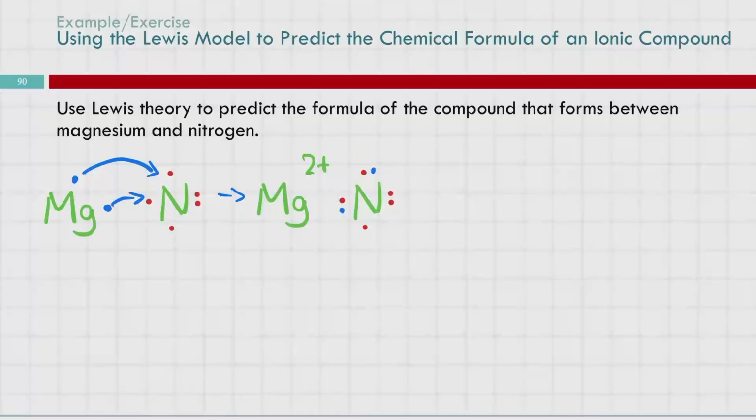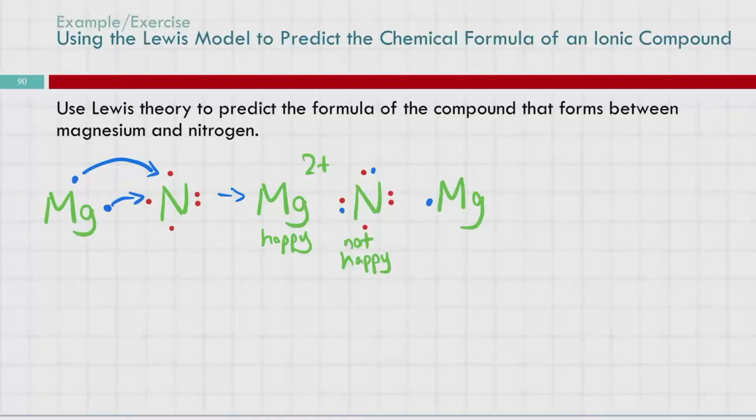And nitrogen, happy, unhappy? Unhappy. Magnesium, happy, unhappy? Magnesium, happy. We took off the outer shell. We're going to say happy. We're going to say not happy. What would make nitrogen happy? One more electron. Where could we get another electron from? Yep, we can get it from another magnesium. Where there's 1, there's probably 2.